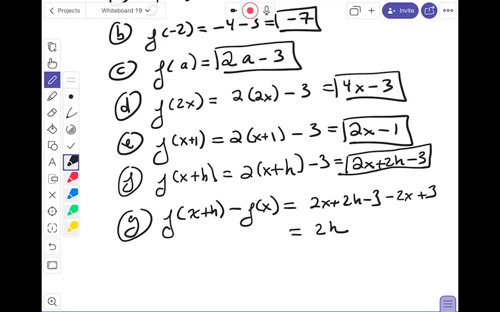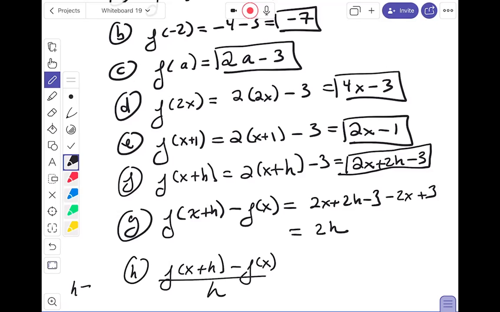Let's do the last one, which is H. It's f of x plus h minus f of x, all over h, but they go on to tell you that h is not equal to 0. Well, that's good because I couldn't divide otherwise. What do you get here? Well, we already did the top. It's 2h, and the bottom is h. Well, if h is not 0, this reduces to 2.